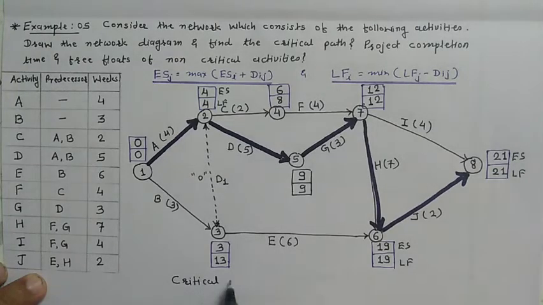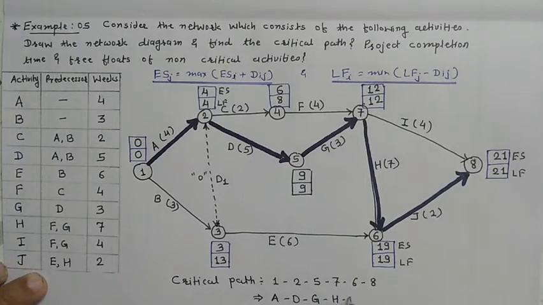So our critical path is 1 to 2, 2 to 5, 5 to 7, 7 to 6, and 6 to 8. That is activity A, activity D, activity G, activity H, and activity J. A, D, G, H, and J. This is our critical path.